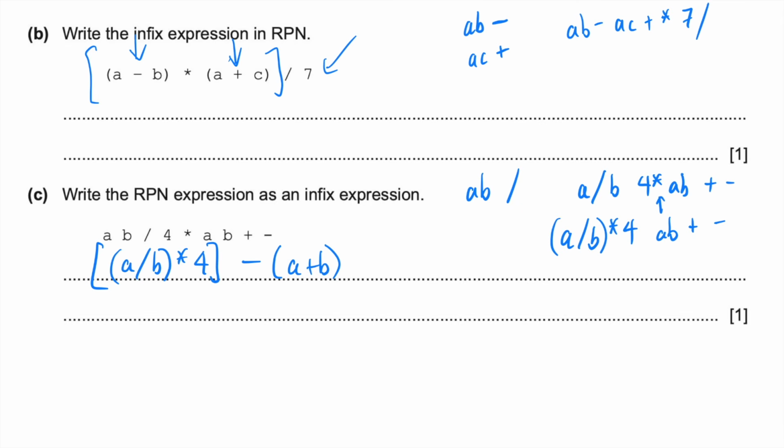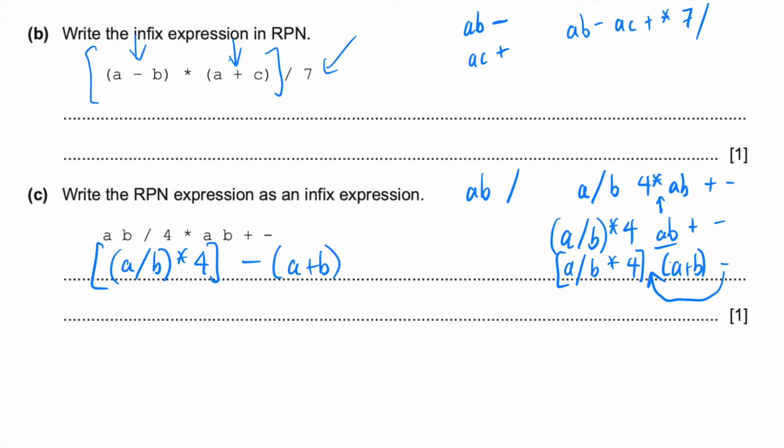So now we've just got AB plus. So we've got A divided by B times 4 and then AB plus. And the plus comes after these two, so that means it's going to apply to just those two. So we're going to have A divided by B times 4 and then A plus B. And then we have a minus sign, we just have a minus sign left over. But we have these two operations that aren't connected to each other. So we can just put the minus sign in there, and it's going to connect both of those. It's going to apply to those respective expressions.